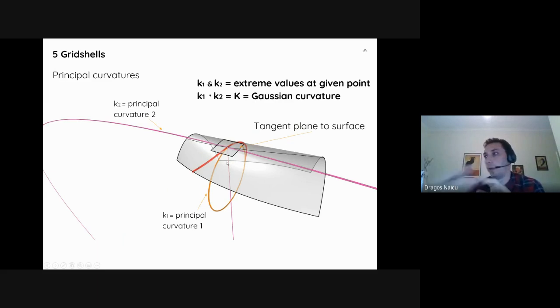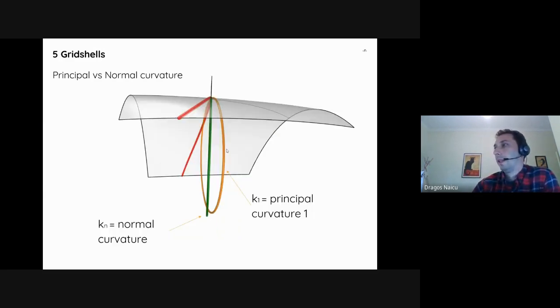So here, the one with the highest curvature, lowest radius, is the principal curvature 1. And then the other one is this one, which is much flatter. So those are the two extremes at that point. And together they give us a fifth measure of curvature, which is Gaussian curvature, being simply the product of the two. And what I'm showing here is that the principal curvature is the smallest, one of them is the smallest value. So the normal curvature shown previously is in another direction, and it is bigger than the principal curvature.